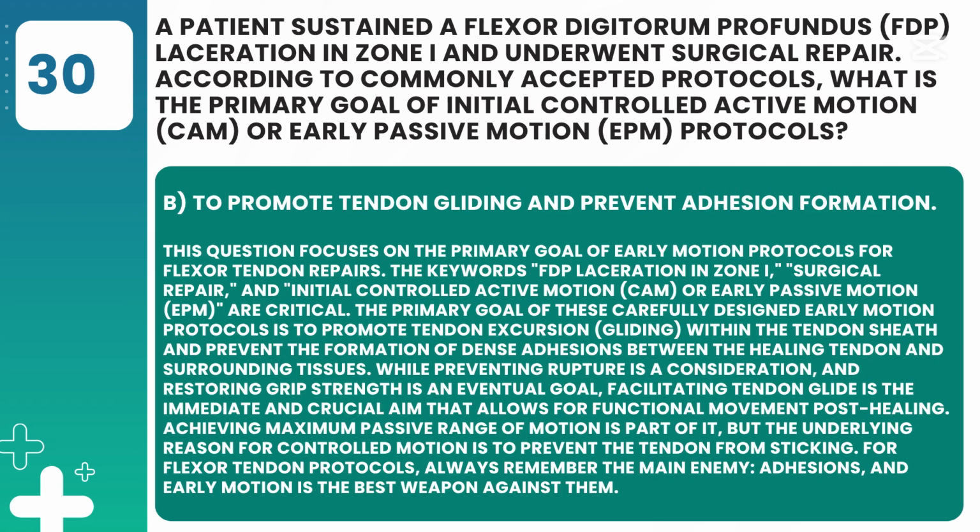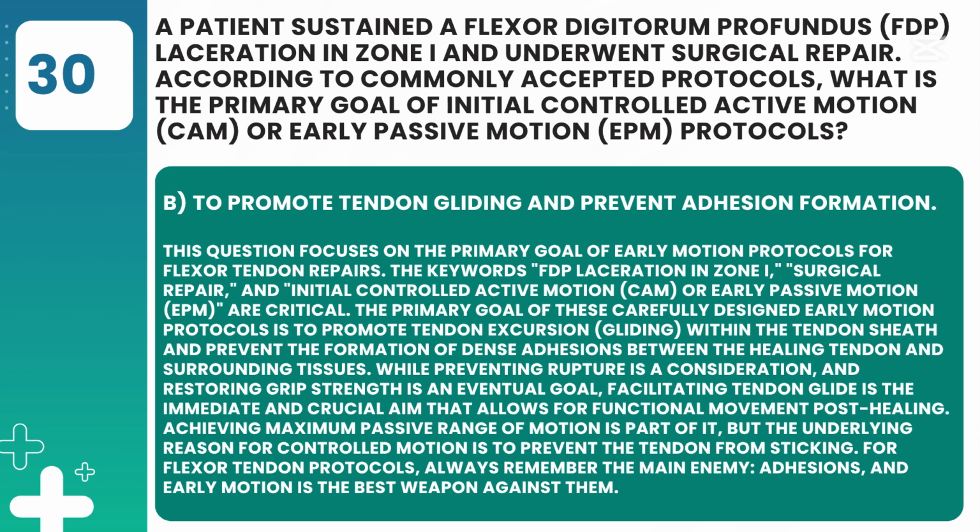Answer: B. To promote tendon gliding and prevent adhesion formation. This question focuses on the primary goal of early motion protocols for flexor tendon repairs. The keywords FDP laceration in zone I, surgical repair, and initial controlled active motion, CAM, or early passive motion, EPM, are critical. The primary goal of these carefully designed early motion protocols is to promote tendon excursion, gliding, within the tendon sheath and prevent the formation of dense adhesions between the healing tendon and surrounding tissues.